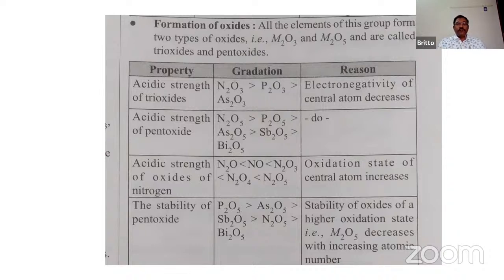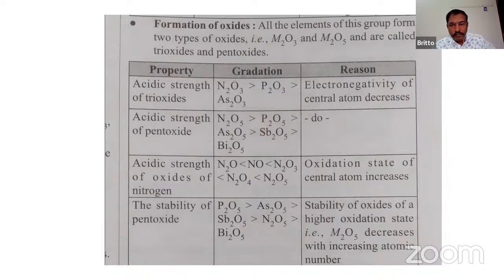So acid strength of trioxides பார்த்தீங்க அப்படின்னா, suppose if you consider nitrogen, phosphorus, arsenic, N2O3, P2O3, As2O3. நான் ஏற்கனவே சொன்னோம், electronegativity of nitrogen is higher, down the group the electronegativity decrease ஆகுது. So when electronegativity decreases, அப்படின்னா acid strength of the oxide will be more.